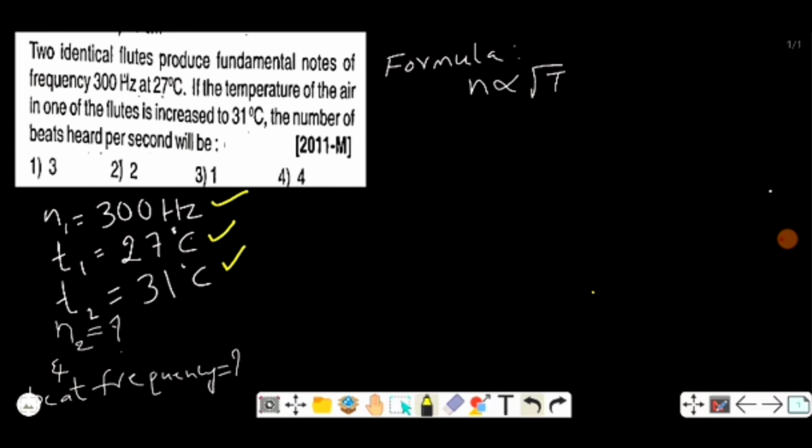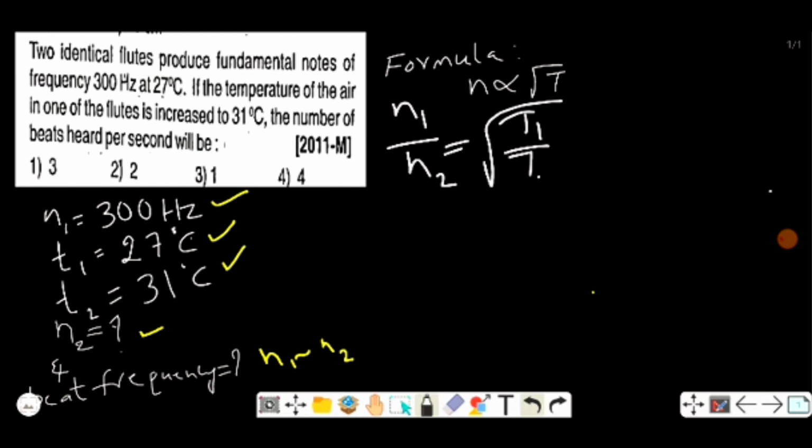That means the beat frequency is equal to how much? So we know the beat frequency is N1 minus N2. So you calculate the N2 value also. The formula is N is proportional to root T, absolute temperature, directly proportional. Therefore N1 by N2 is equal to under root of T1 by T2.